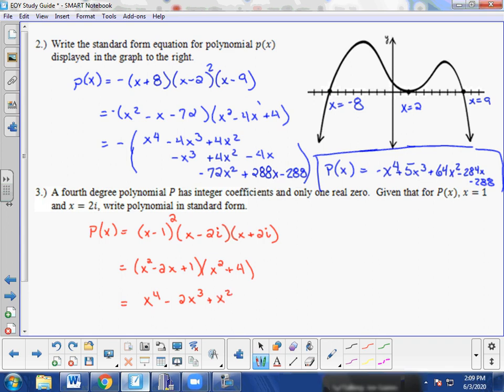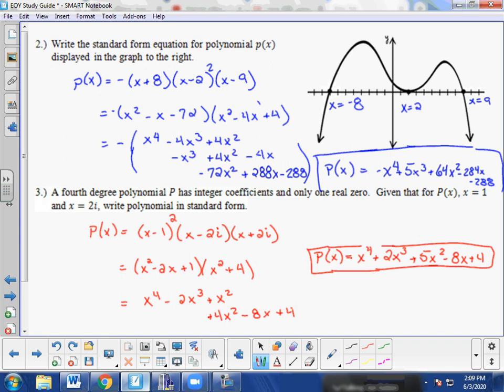Then distribute all of those terms to 4. 4 times x squared would be 4x squared. 4 times negative 2x would be negative 8x. 4 times 1 would be 4. So my final answer here for p of x in this instance would be x to the fourth plus 2x cubed plus 5x squared minus 8x plus 4. So taking the factors and the zeros of a polynomial to establish the standard form of that polynomial.